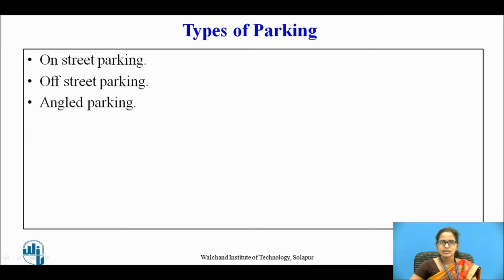Next, there are different types of parking, as we have seen. Any driver who drives actually needs to park. So we have on-street parking. On-street parking means the vehicles need to be parked on the street, that is, on the sides of the street. Off-street parking means the vehicles are parked off the street. And angle parking is the parking of vehicles done at an angle.